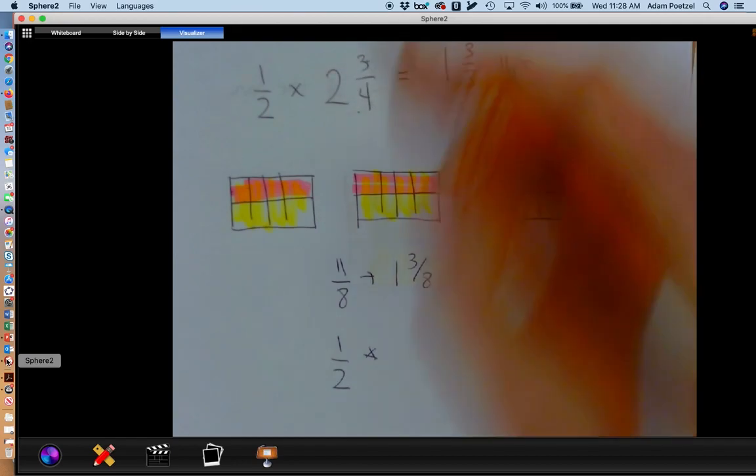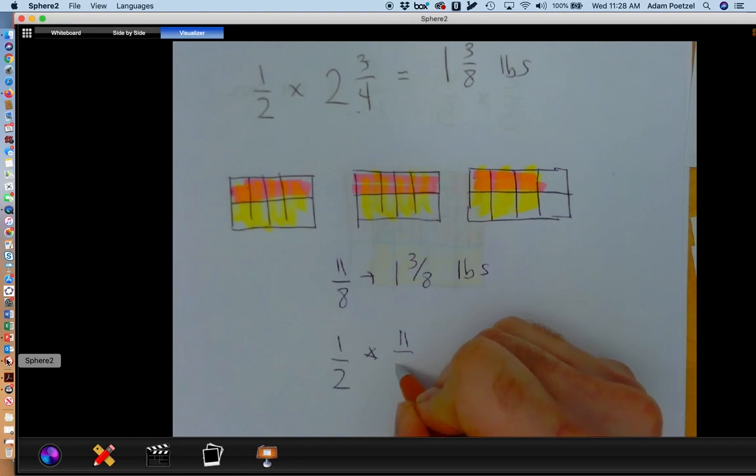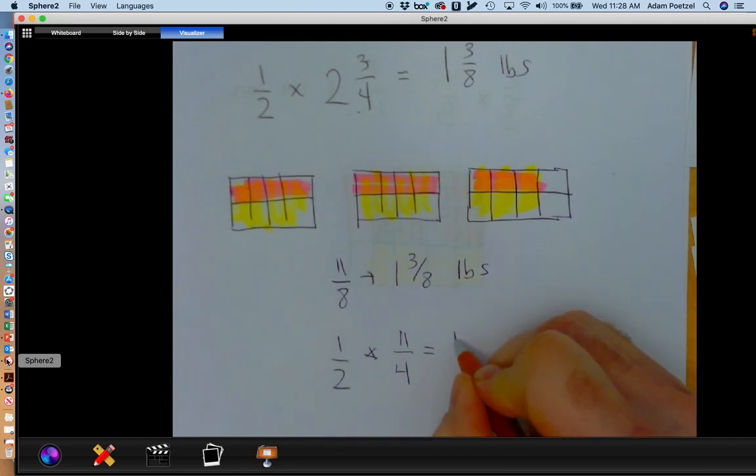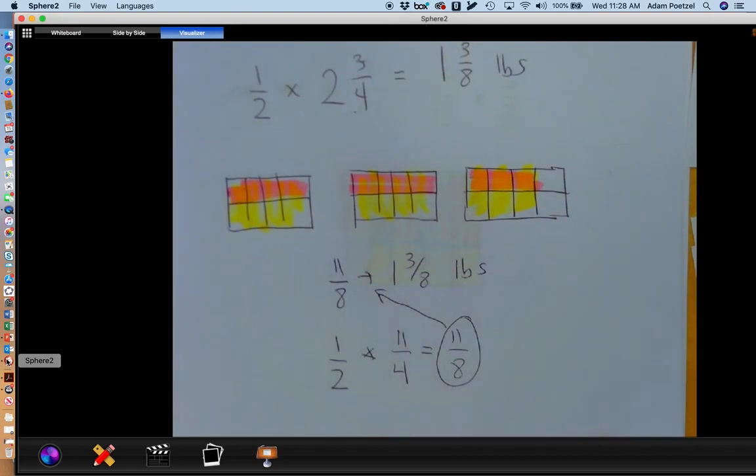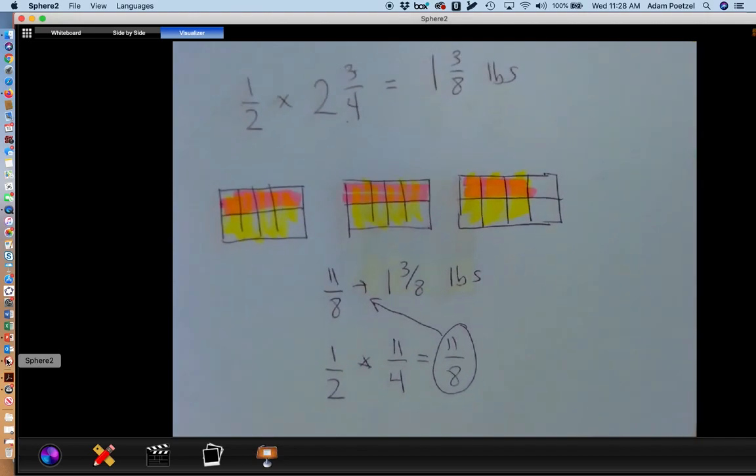Adding 3 more would be 11. And so that'd be 11/4. And again, just using the algorithm here, we can multiply across and see again that we definitely get the same answer. So that's 1 for that one.